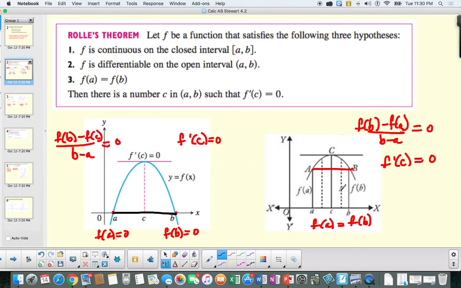Now, you don't have to be touching the x-axis. Let's take a look at this situation. f(a) and f(b) are equal to each other. Notice they're on the same horizontal line. That's going to create a slope that's equal to 0. Similar to this, we have increasing tangent line slopes, then decreasing here, so somewhere in between will be where the instantaneous rate of change is equal to 0.